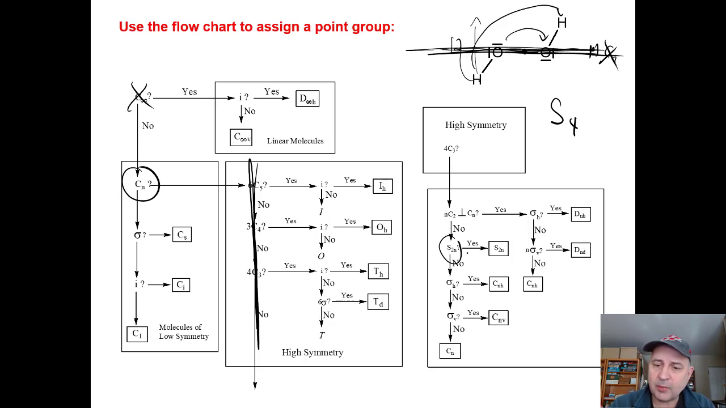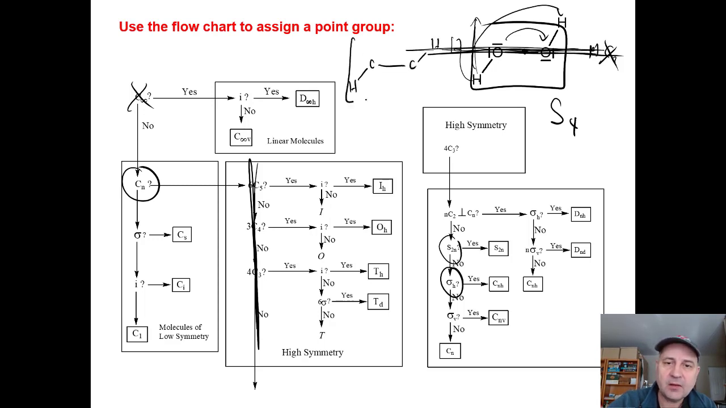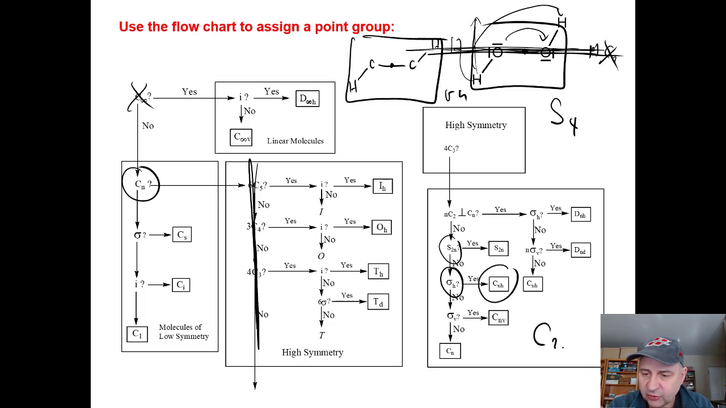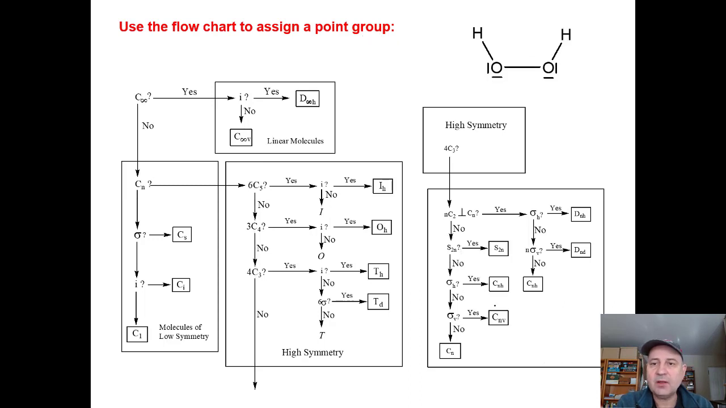And then the question about the sigma H is yes, and that's because the plane here, so I'm gonna redraw it. The plane we have, the C2 is here, so this would be a sigma H, right? And so we have a C2H. That's a C2H. If we rotate that 90 degrees, we get a different point group, right?